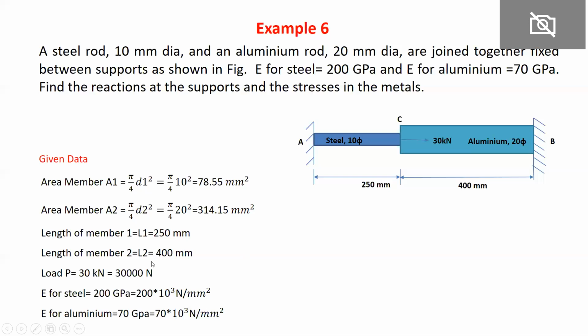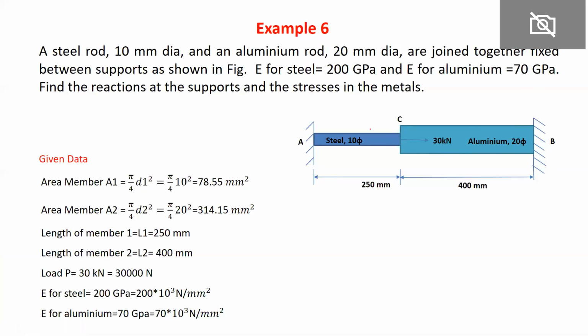Once you have completed this job, the next task is to analyze the member. As we discussed in the previous lecture, these two members are constrained between two rigid supports. Two rigid supports means even if you apply a compressive force, the aluminum bar will not move beyond point B. It is restricted, because the reaction force acts from this side. Due to the application of this 30 kilonewton, this length of the bar shortens.